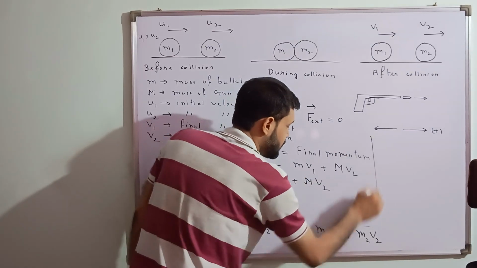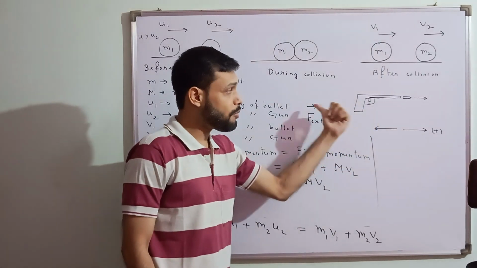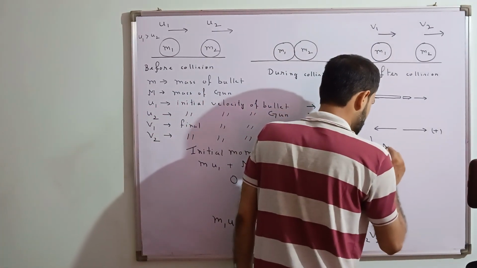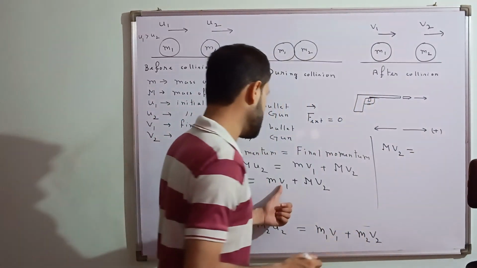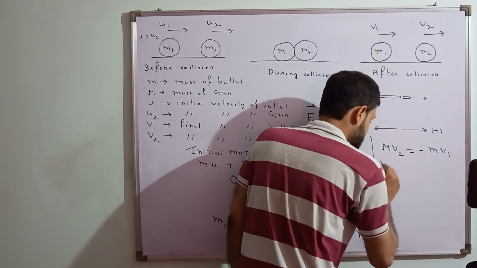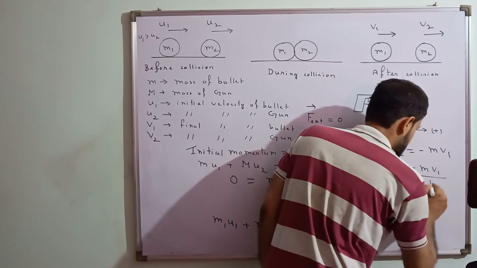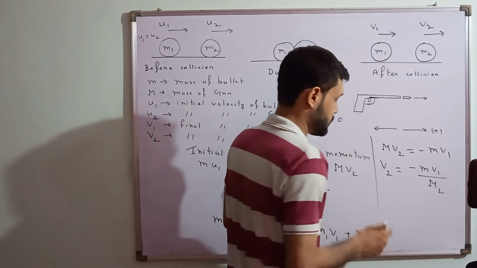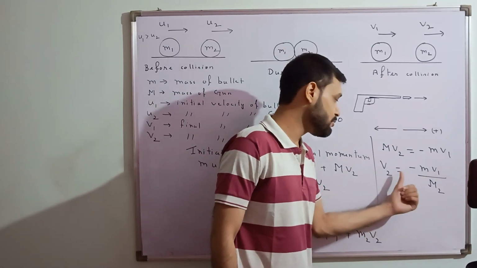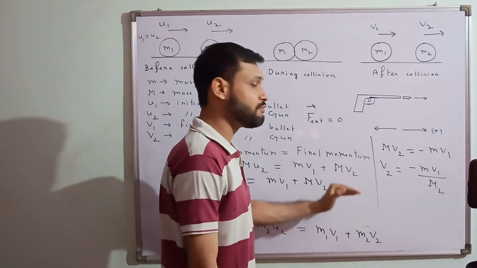Now what I want to see is that this velocity of the gun is in the opposite direction of the bullet. How can you see it? If I take this term to the other side, m2 v2 becomes minus m1 v1. Now what is the value of v2? It comes out to be minus m1 v1 divided by m2. This means that if the bullet is moving in the forward direction, then the gun will move in the opposite direction. This is what we get from the conservation of momentum.